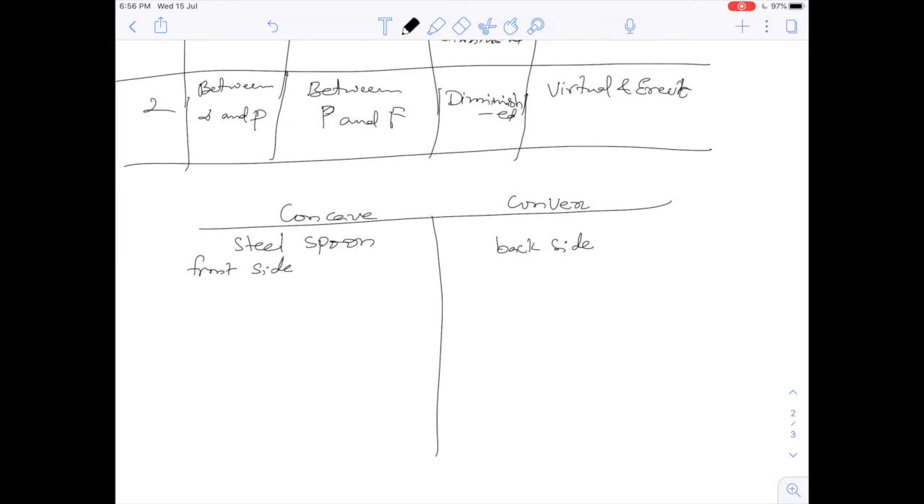Then you have a few more examples for concave and convex mirrors. For example, in concave mirrors you can see a shaving mirror. Why are shaving mirrors concave? Because when you use a concave mirror within the focus, you get an enlarged image, therefore you can have a clear, smooth shave. Another example is a makeup mirror, for the same reason. If your image is magnified or enlarged, then you can do your makeup much better.